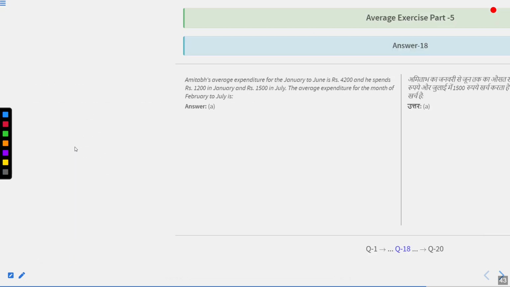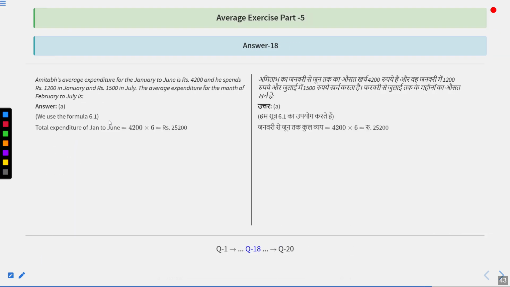Now time's up. Let's see the solution. Now we are using formula 6.1. Total expenditure of January to June is equal to 4,200 multiplied by 6, which becomes 25,200. In the same way, total expenditure from February to July is 25,200 minus 1,200 plus 1,500, because he spent 1,200 in January and 1,500 in July.